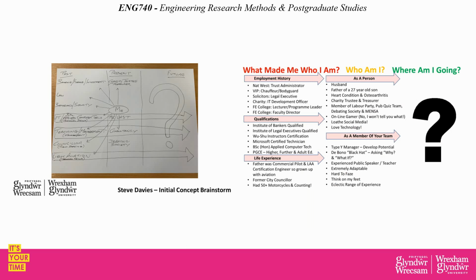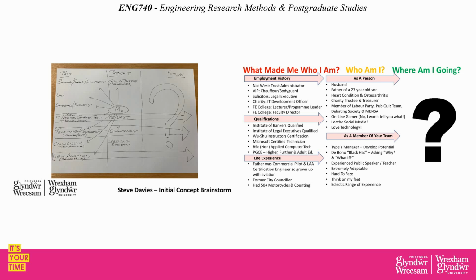So he wrote straight away, past, present, and future. He did a bit of brainstorming on paper, but then he translated it. Past, what made me who I am. Present, who am I, and future, where am I going?